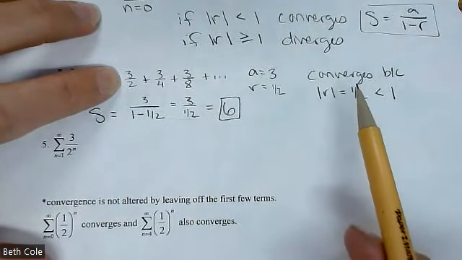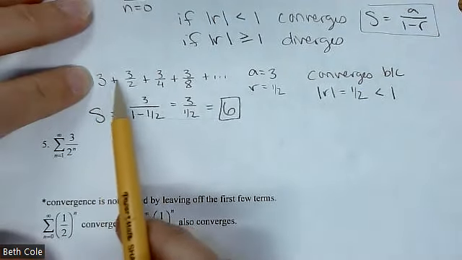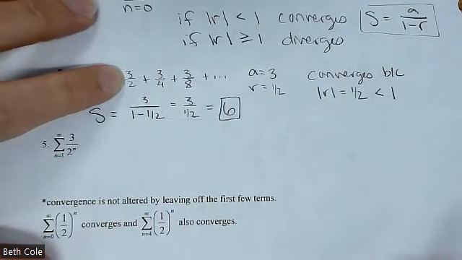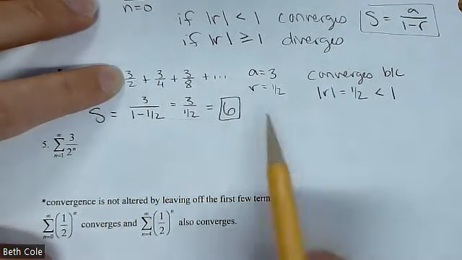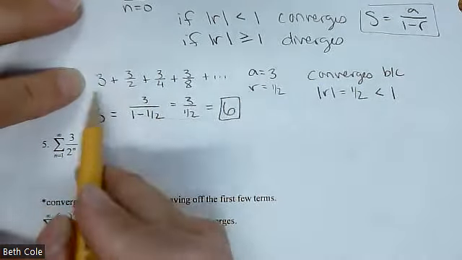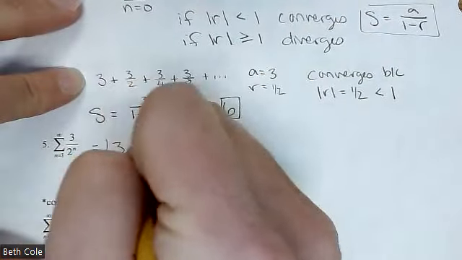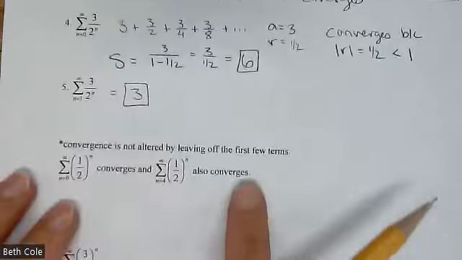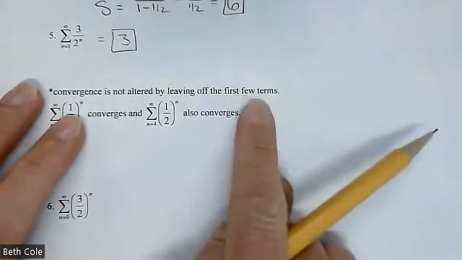So I'm not going to make you write all this over again, if you can figure it out. Instead of adding up 3 plus 3/2 plus 3/4 plus blah, blah, blah, I just took off that first one. So good. It would be 6 minus that 3, so just 3. Whether it converges or diverges is not changed by leaving off the first few terms.